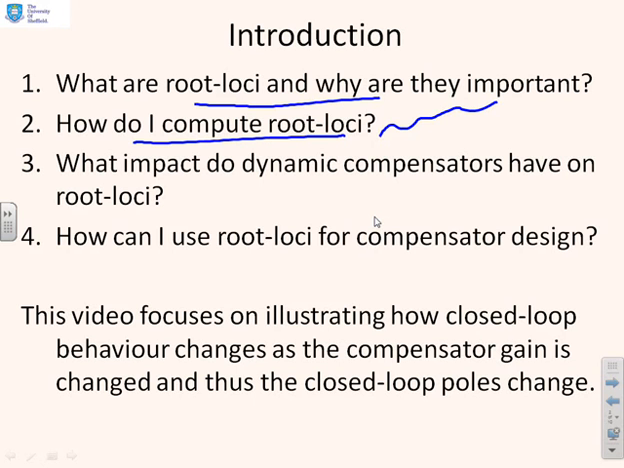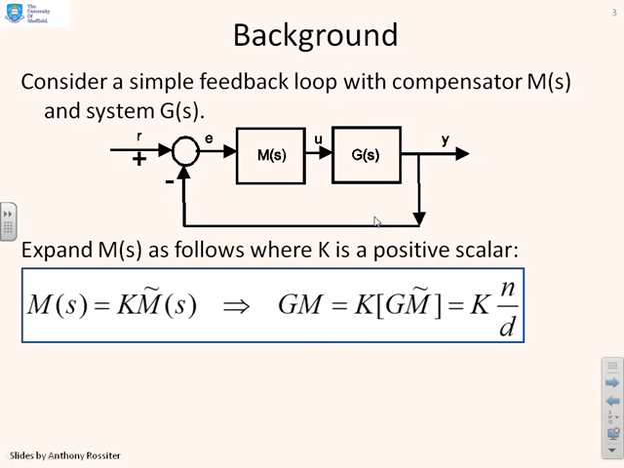So here, we're going to focus on how closed-loop behaviour changes as the compensator gain is changed, and you'll see that links directly to the root loci. Some background: we're assuming you've got a simple feedback loop of this form with a compensator M of S and a transfer function G of S to represent the system. We're going to assume that your compensator can be separated out as some K times some transfer function. And this K is what we're going to change in the root loci.